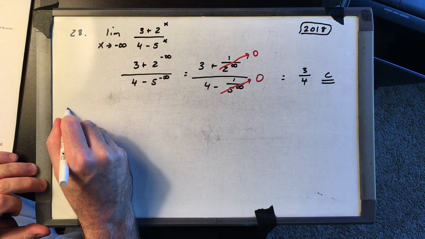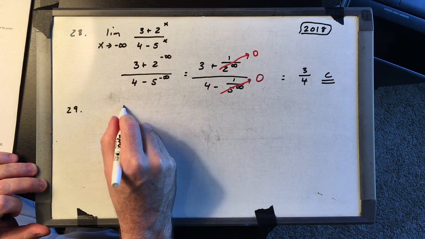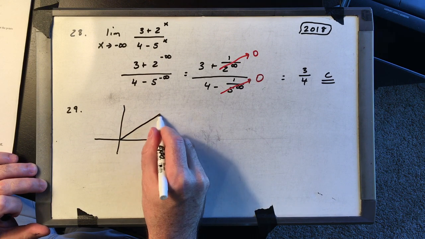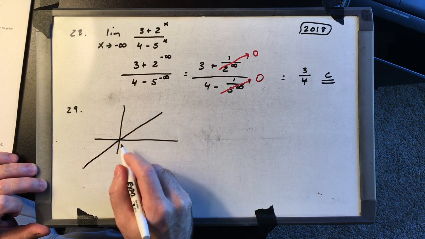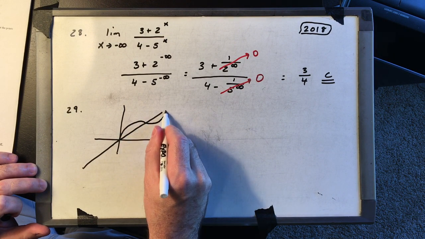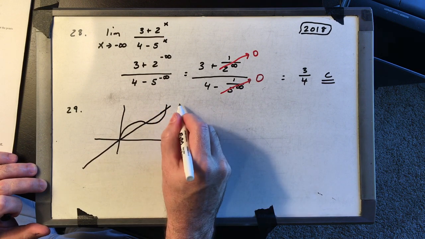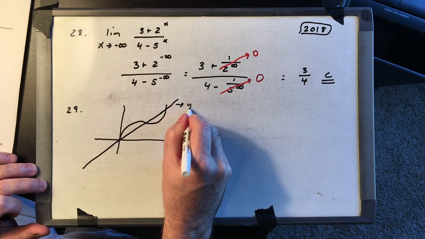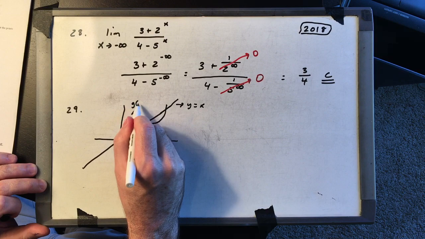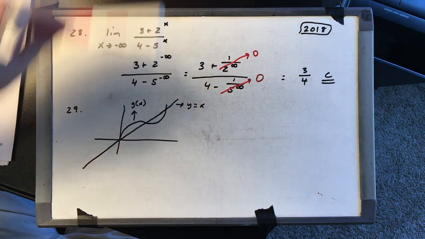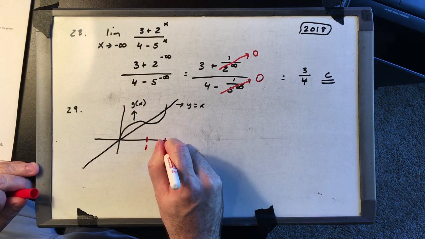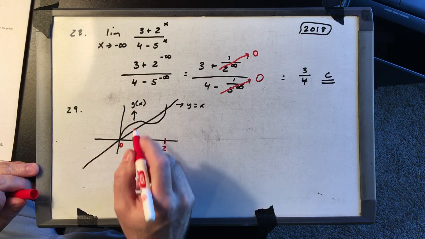Okay, 29, I think I can fit it here. So we've got a graph. Got the line y equals x, and then we've got g of x that goes something like that, right? So this is y equals x, and the curve is g of x. And you want to know, what's the area? They cross at 1 and at 2, and of course at 0.